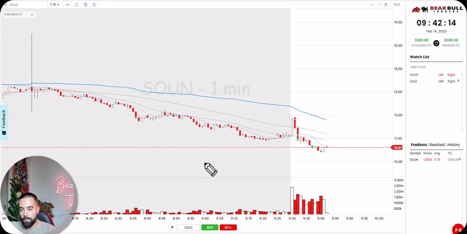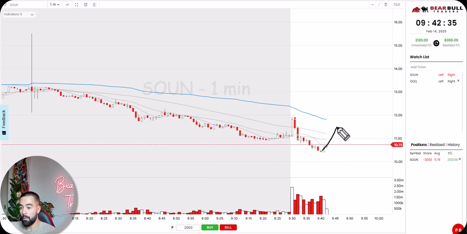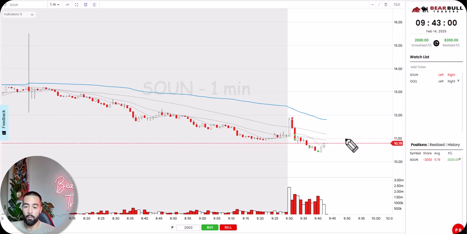Since we already took some really nice partials here, our stop loss is now at break even. So the profit we already realized is locked in and protected. If the price decides to reverse on us here, going back up and moving towards our break even at 11.79, we're going to get out of the trade, cut the remainder of our shares, and walk away with a really nice profit. But this is pretty much the way you want to play the rising devil trade.